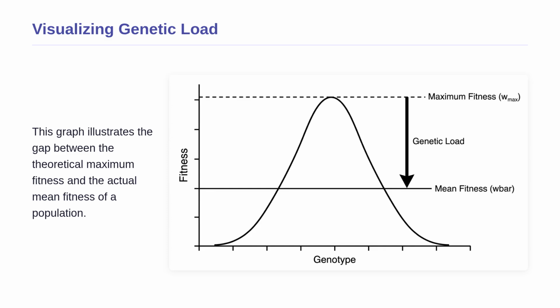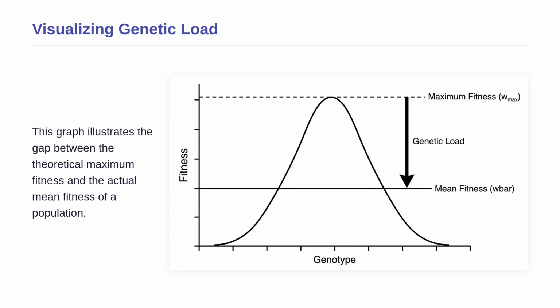Now that we have calculated genetic load in two different ways, let us visualize exactly what these numbers represent. Look at the graph on your screen. The horizontal axis represents the different genotypes present in a population, while the vertical axis represents their fitness. The large bell curve shows the distribution of these genotypes. At the very peak of the curve, we have a dashed line representing the maximum possible fitness, or W max. This is our perfect, flawless organism.